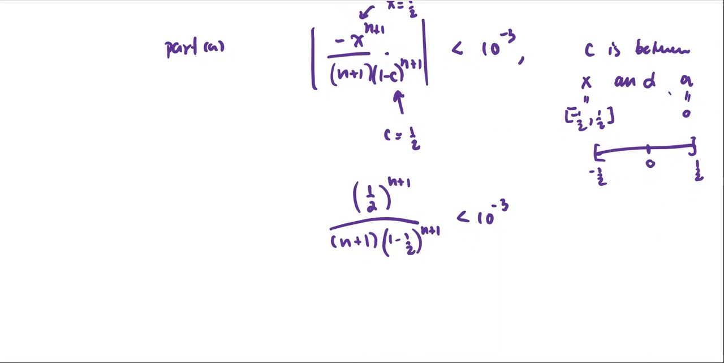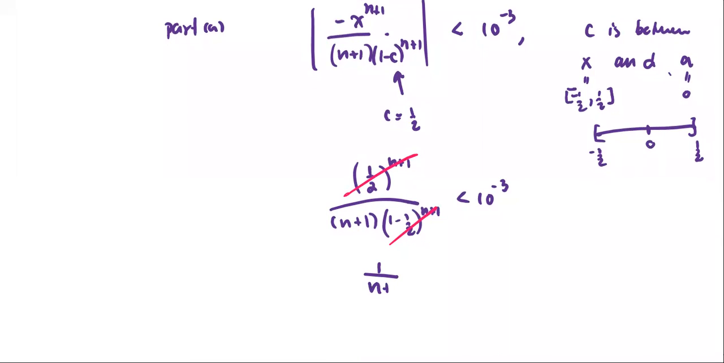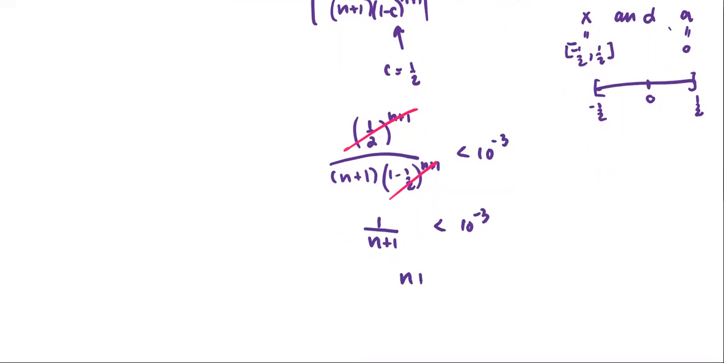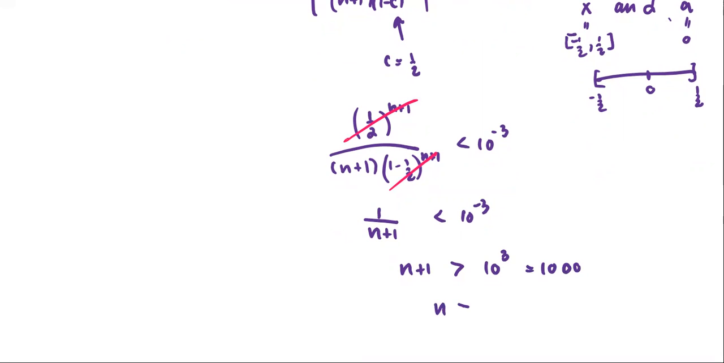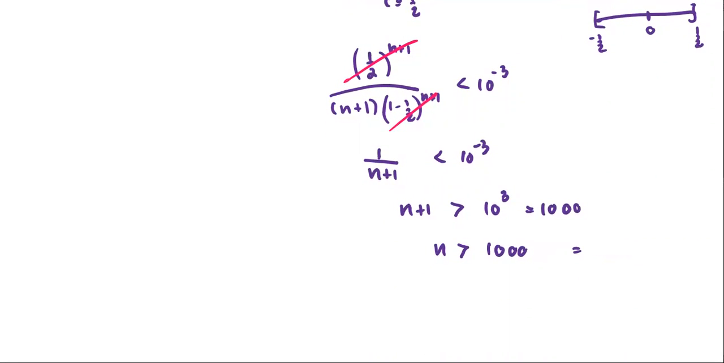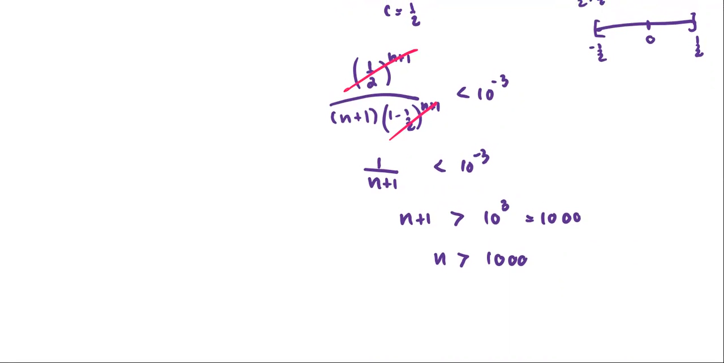So we can cancel 1 half to the n plus 1 and 1 minus 1 half to the n plus 1 since they are the same quantity. And we get the left hand side as 1 over n plus 1 less than 10 to the negative third. Solving this inequality, we get n plus 1 greater than 10 to the third, which is 1,000. So n will be strictly greater than 1,000 plus 1, or 1,001. No, minus 1. So we get n greater than 1,000 minus 1, or 999.